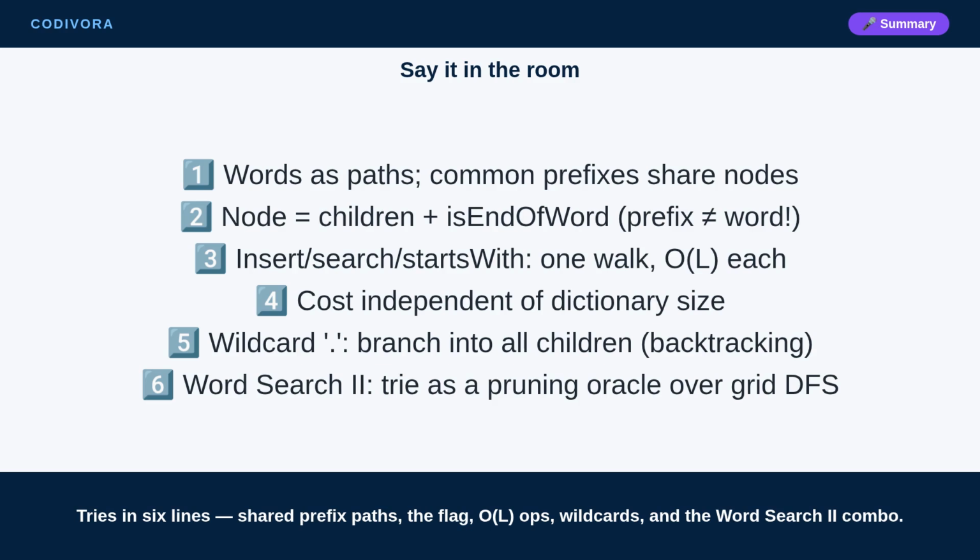Now to recap. Let's lock it in. A tree stores words as paths, sharing common prefixes. Each node is children plus an end-of-word flag, and the flag is what separates a prefix from a word. Insert, search, and startsWith each one walk, O of word length, independent of dictionary size. Wildcards branch into every child. Tree meets backtracking. And Word Search II uses the tree as a pruning oracle over a grid DFS, finding every word in one traversal. That's the tree, autocomplete's engine, and an interview favorite.